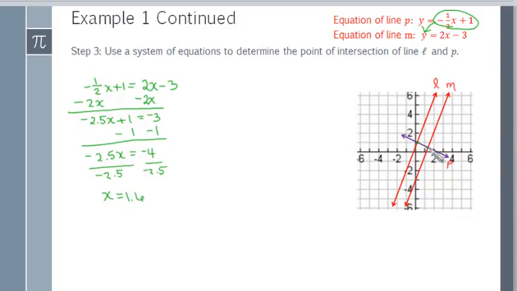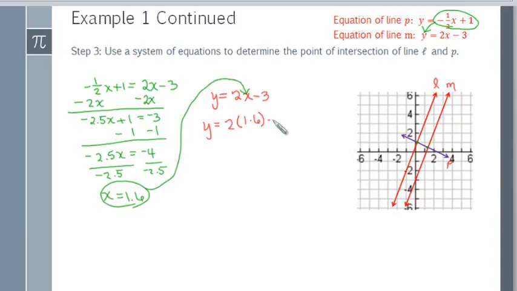What that tells me is that for this point of intersection, the x-coordinate is 1.6. To find the y-coordinate, we take this x value and substitute it back into one of our original equations. So using the original equation, y equals 2x minus 3, I can take that x value and substitute it in for x. y equals 2 times 1.6 minus 3. And simplify, y equals 0.2. So all of this was used to find the intersection of line P and line M. And that point is (1.6, 0.2).